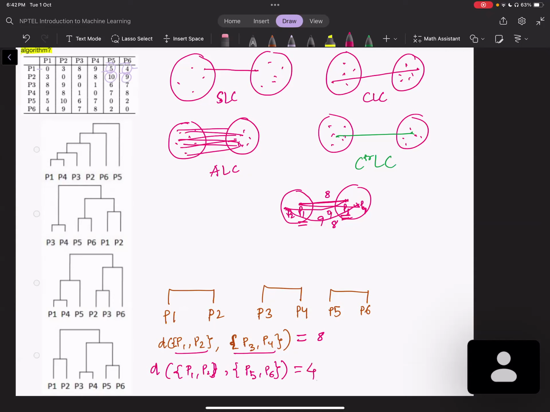And the final one is the distance between these two, P3, P4, and P5, P6. P3 to 5 is 6, 3 to 6 is 7, 4 to 5 is 7, 4 to 6 is 8. The shortest is 6. This will be 6.